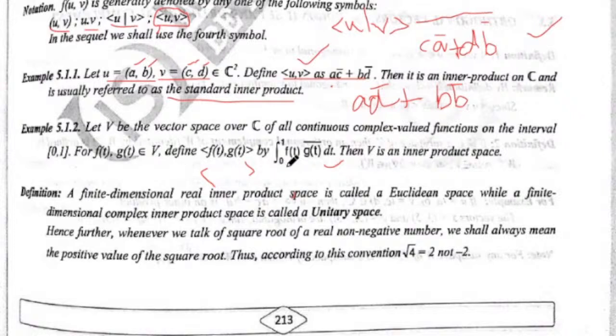You can check for yourself. The third property is nothing but scalar multiplication. Scalar multiplication under the integral sign is distributive, and addition of the two vectors under this integral sign is also possible. Hence, all three properties are satisfied. This means we can say that V is an inner product space for this example, for this function.